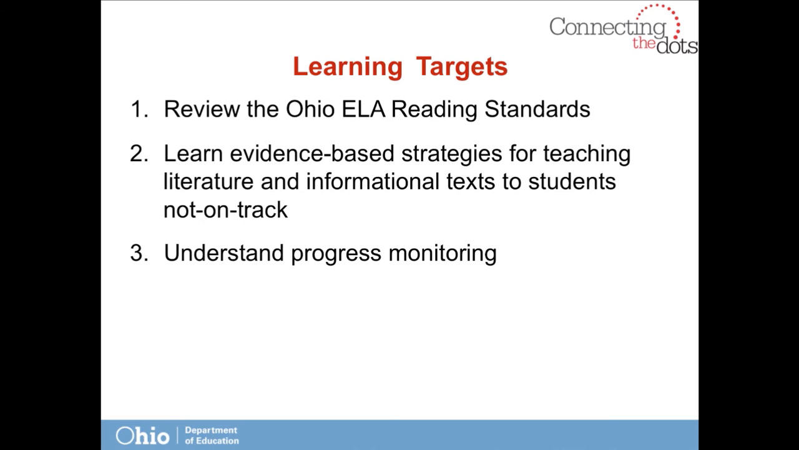In this two-part series, you will have an opportunity to: 1. Review Ohio's new learning standards for English language arts and literacy and how they support the 5 critical components of reading. 2. Learn a handful of evidence-based strategies for teaching literature and informational texts to students who are not on track. 3. Understand how to monitor progress and adapt instruction for each strategy.